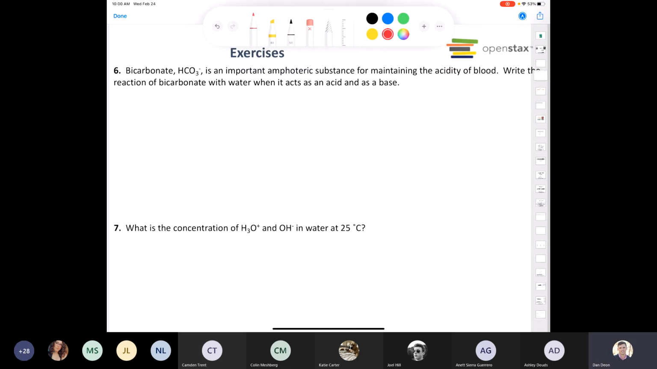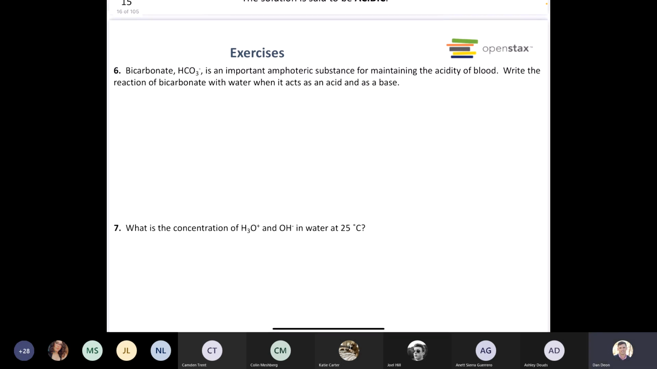Question number 6 says bicarbonate is an amphoteric substance. Right? It's amphoteric, meaning it can behave as an acid or a base. It's also amphiprotic, which means it can donate a proton or accept a proton, right, depending on the situation. And it's an important substance because it helps to maintain the acidity of our blood. Write the reaction of the bicarbonate ion with water when it acts as an acid or a base.